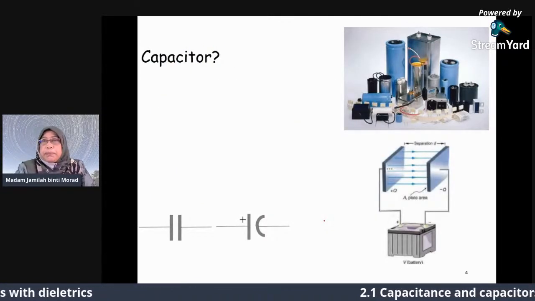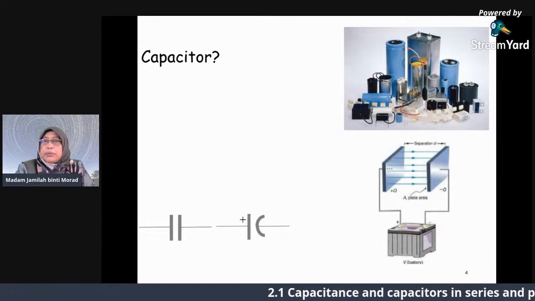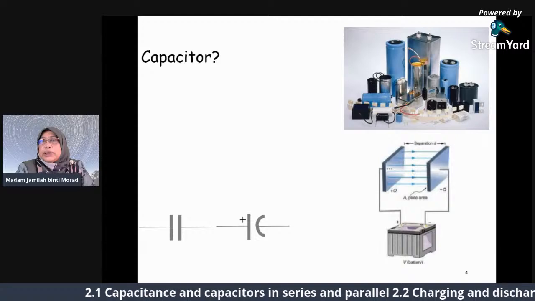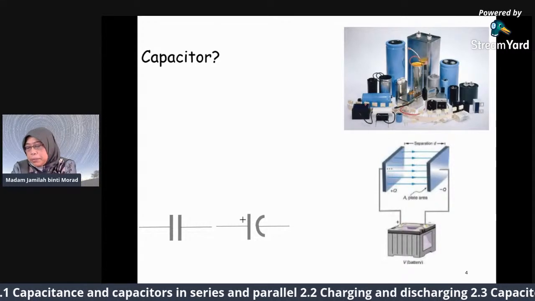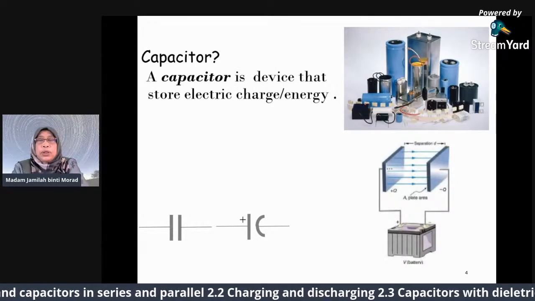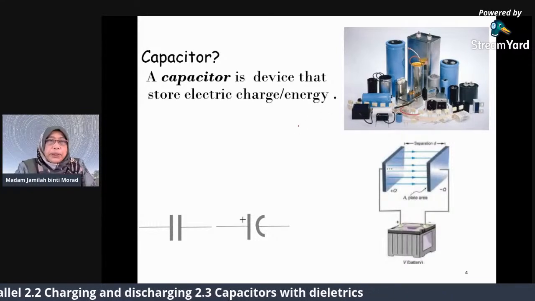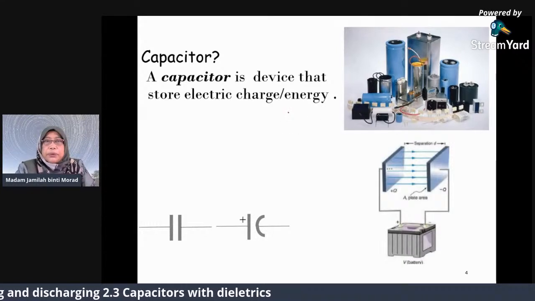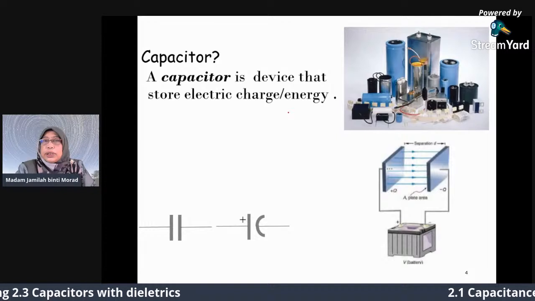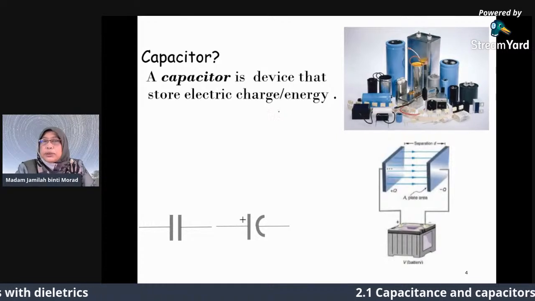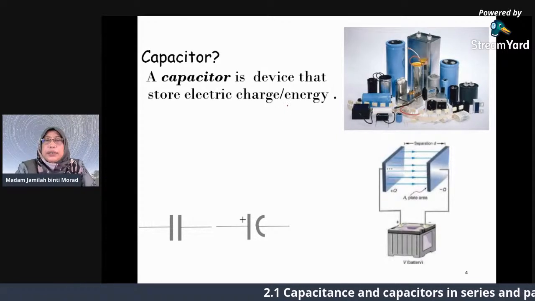Okay, the term capacitor. This diagram shows you the variety of capacitors, some in smaller size and bigger size. So what is a capacitor? The term capacitor refers to the device that can store electrical energy. When you store the charge, there will be electrical energy stored in the electric field.